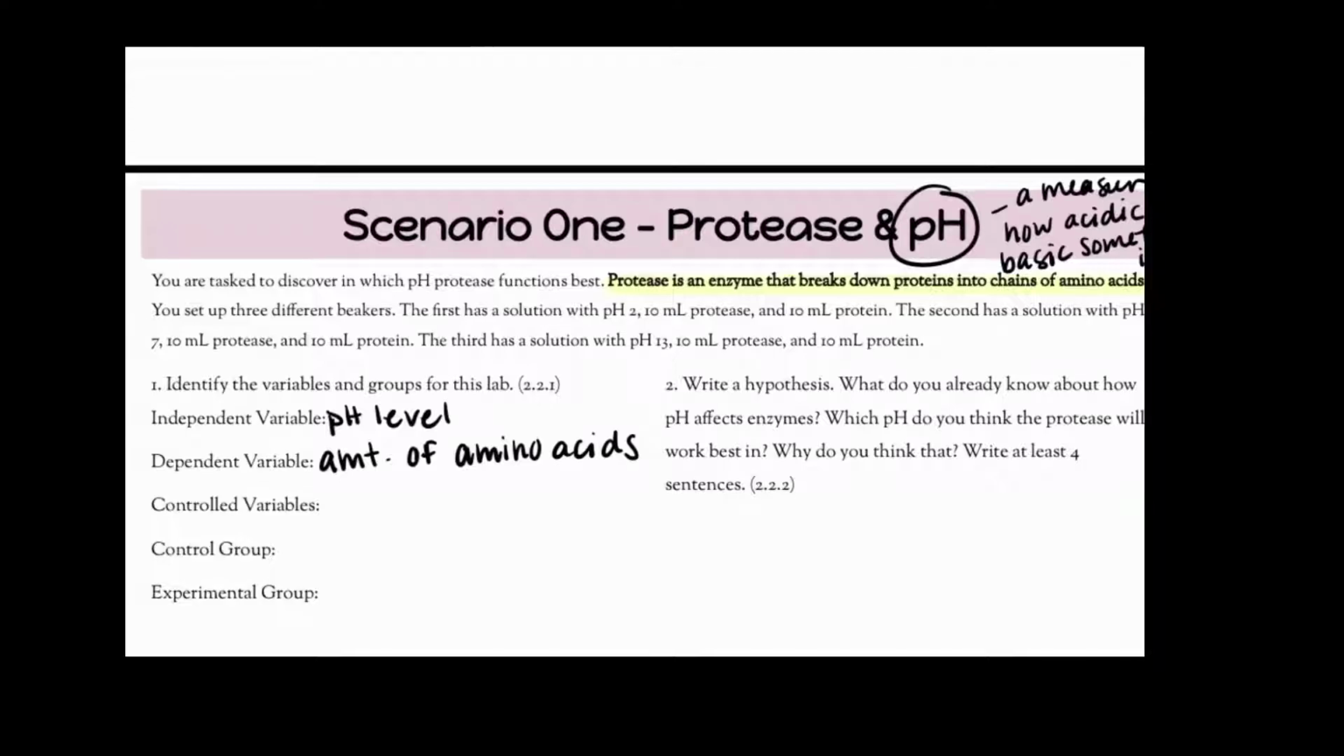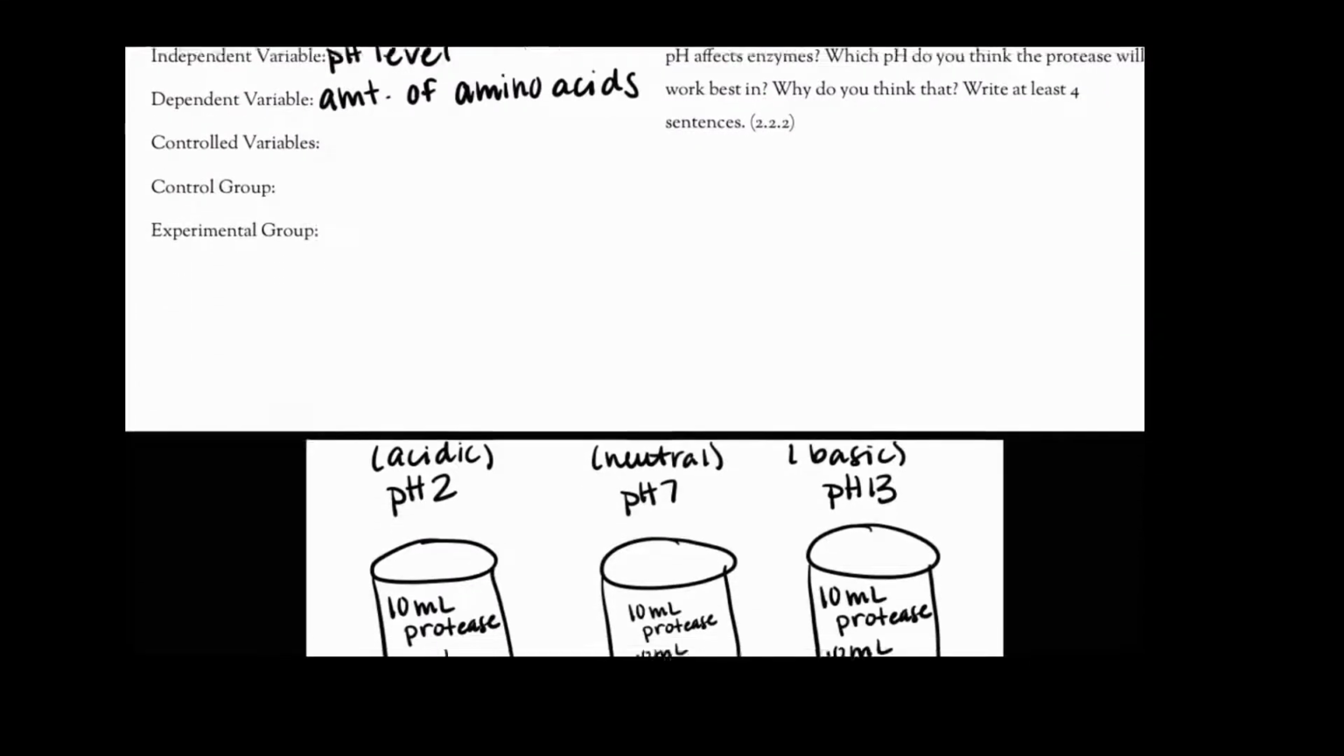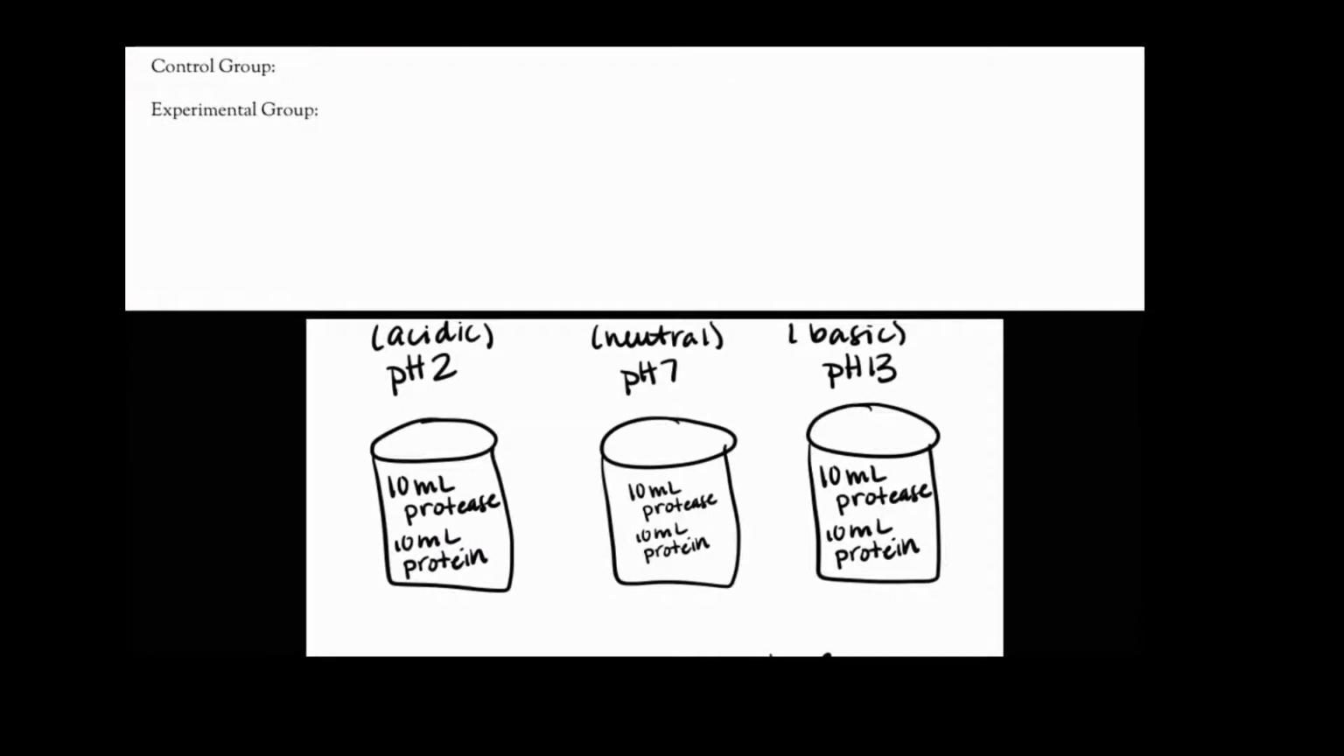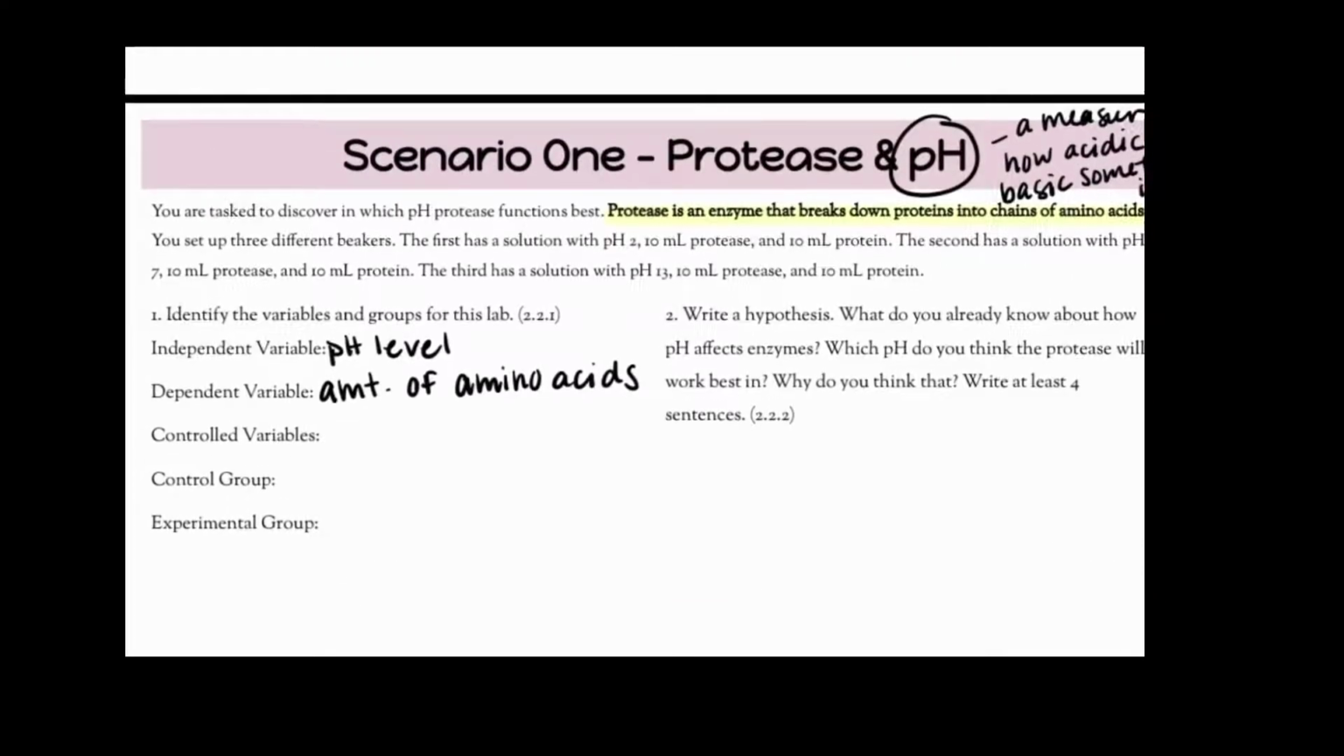All right, our controlled variables, what are we not changing? Well, we already kind of pointed this out, right? pH is changing, but it looks like the amount of enzyme is staying the same and the amount of substrate is staying the same.